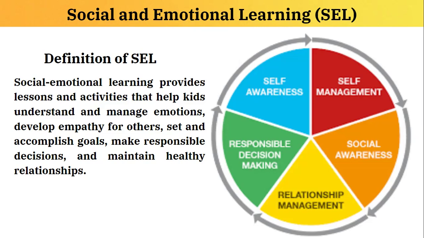Next, we come to relationship skills. This means the ability to establish and maintain healthy and supportive relationships with diverse individuals and groups. This includes communicating clearly, listening actively, cooperating, and working collaboratively to solve a problem. Next is responsible decision making. It means the ability to make caring and constructive choices about personal behavior and social interactions in diverse situations.